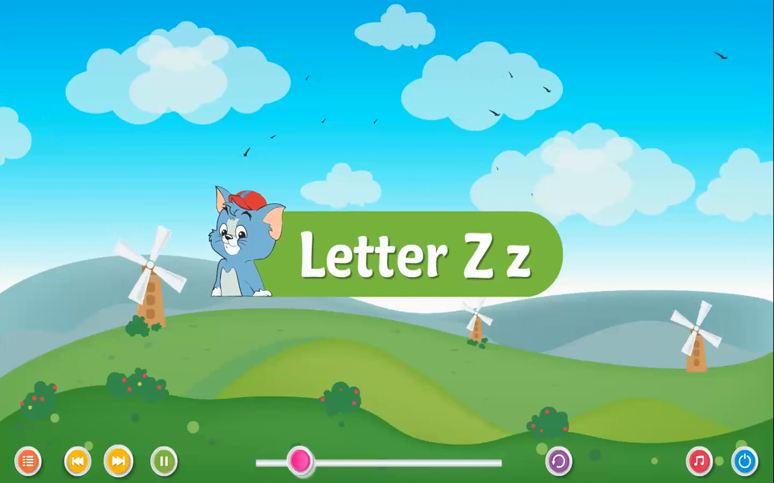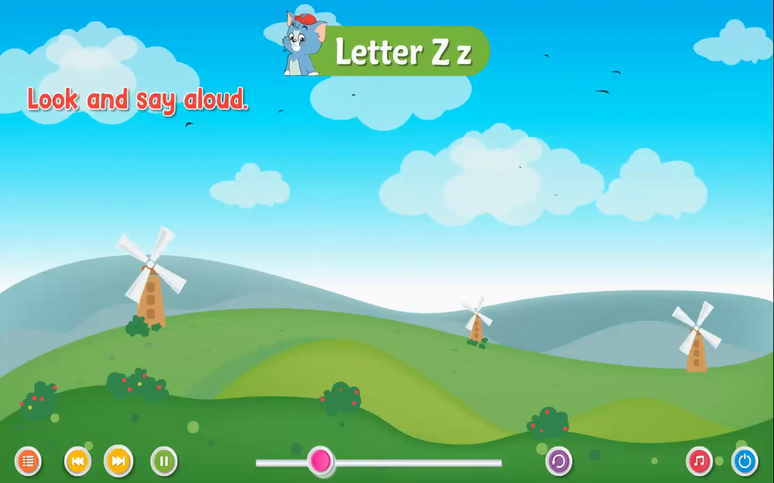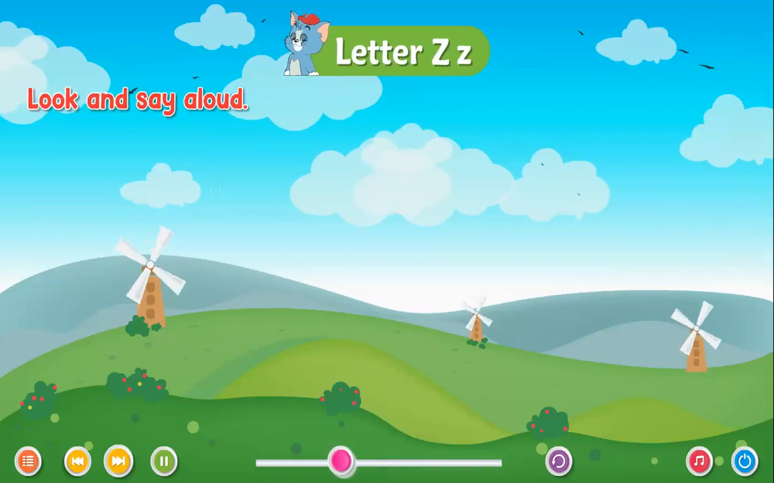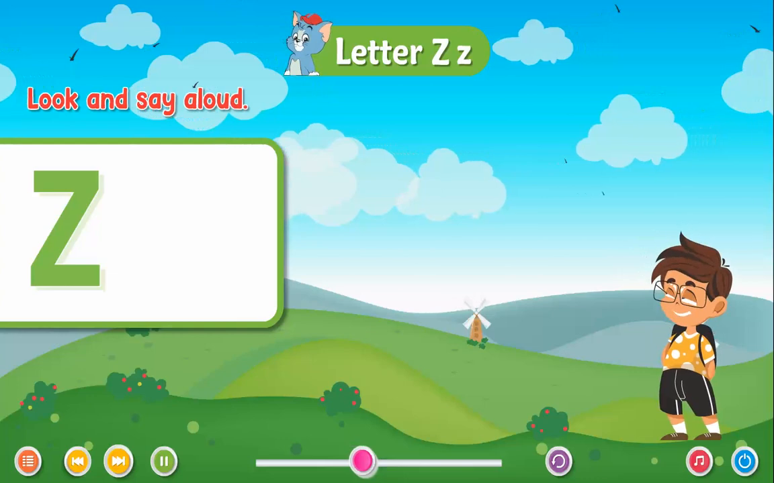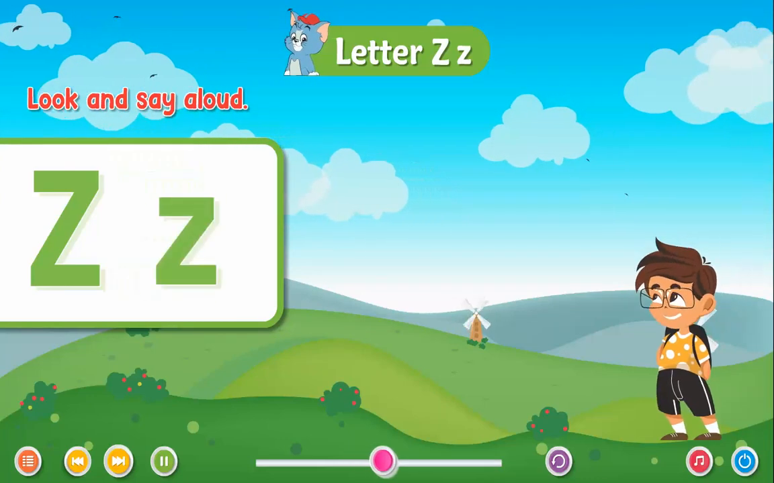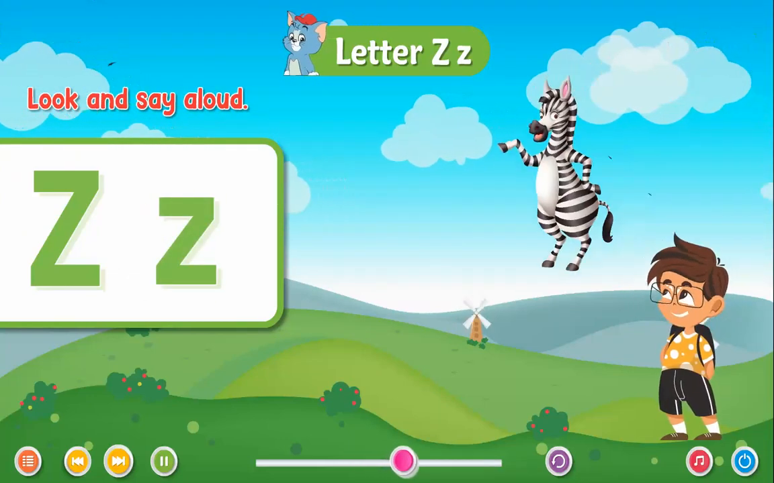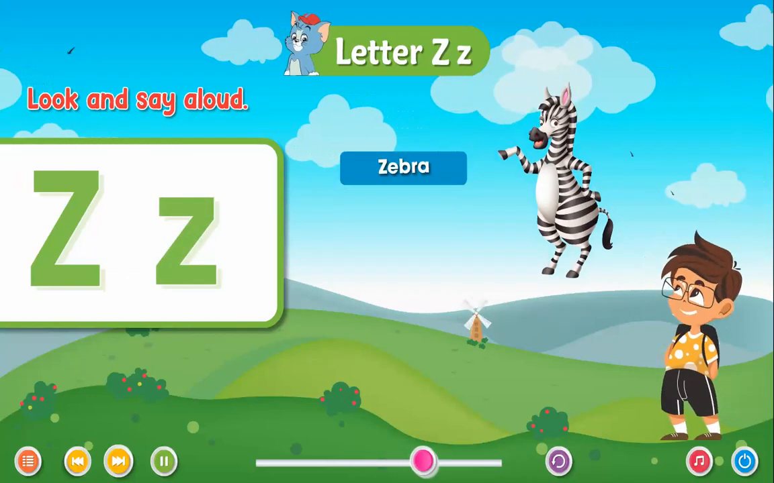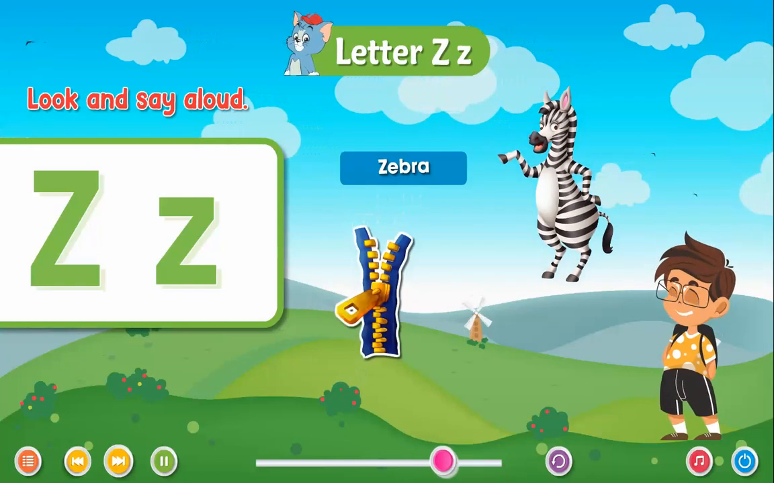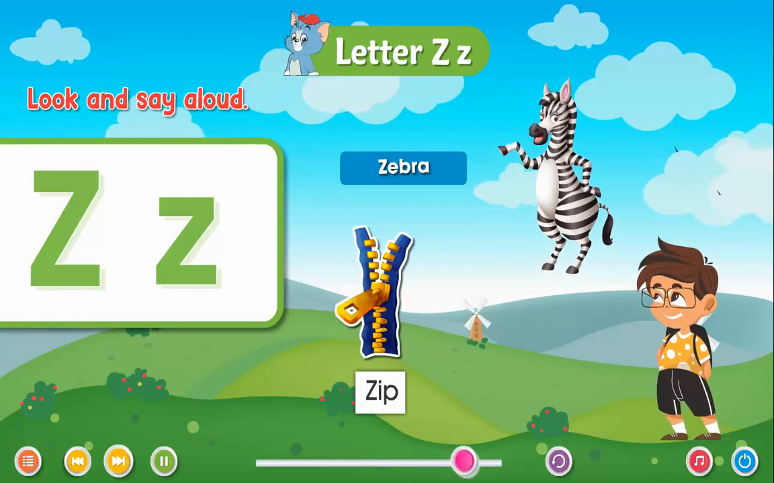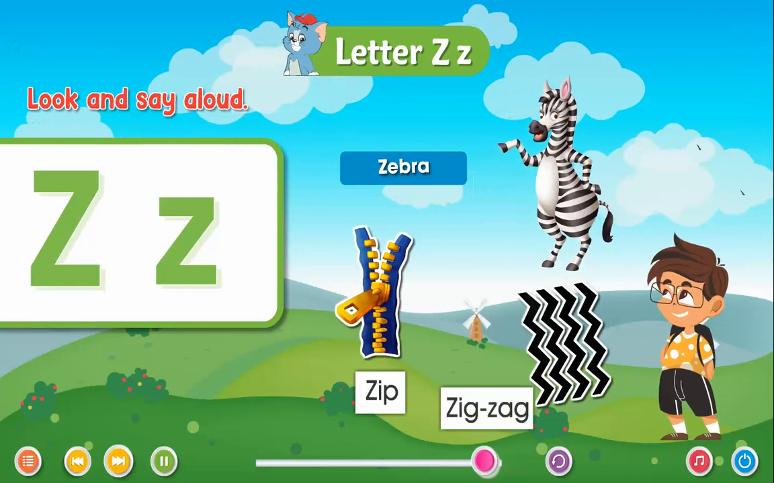Letter Z. Look and say aloud. Letter capital Z, small z. Z for zebra. Z for zip. Z for zigzag.